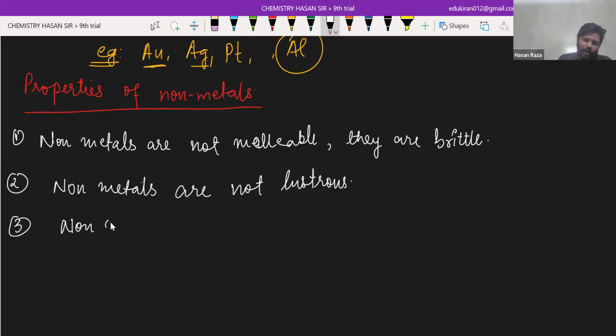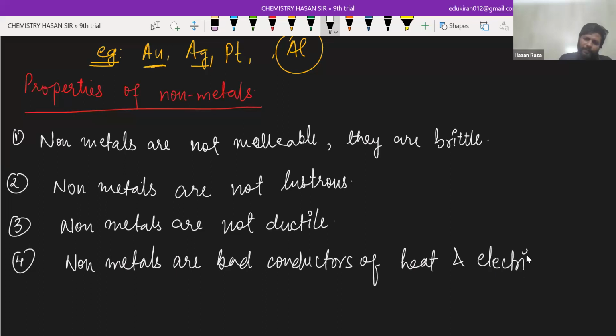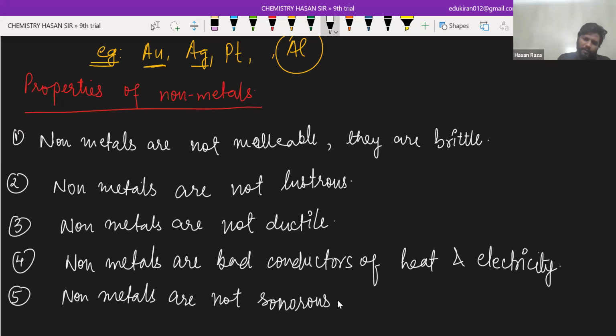Non-metals are not ductile. Ductility is the property of metal which can be drawn into thin wires, but if you try to draw a non-metal, it will break. Fourth, we can write non-metals are bad conductors of heat and electricity. But there is an exception: graphite, which is an allotrope of carbon, is a good conductor of heat and electricity. Also, we can write non-metals are not sonorous. They do not produce sound.